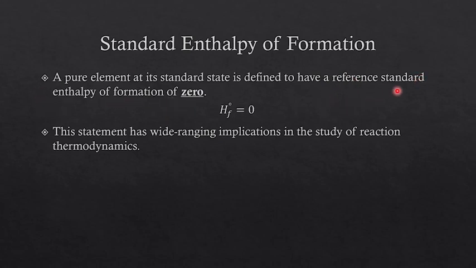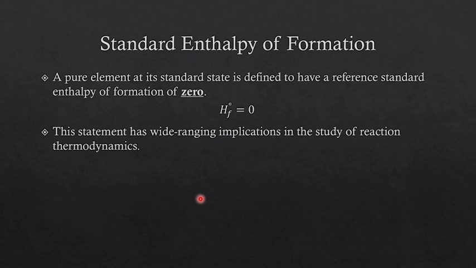Take note of the term standard enthalpy of formation. For a pure element, at its standard state, the enthalpy of formation is 0. For example, oxygen gas that is diatomic at 25 degrees Celsius and 1 bar has an enthalpy of formation of 0. This statement has wide-ranging implications in the study of reaction thermodynamics because everything will be based on these enthalpy of formation values.